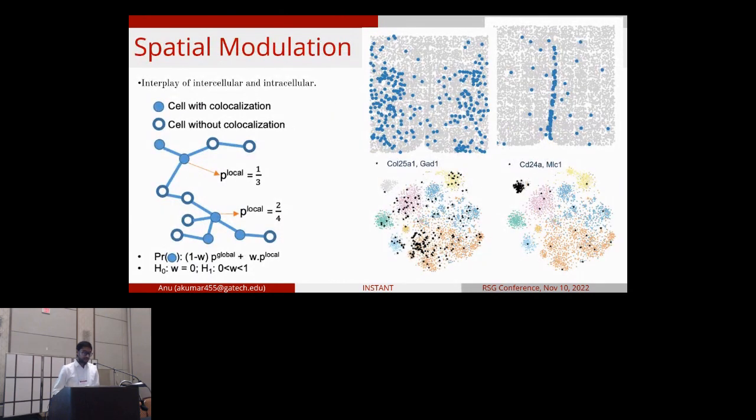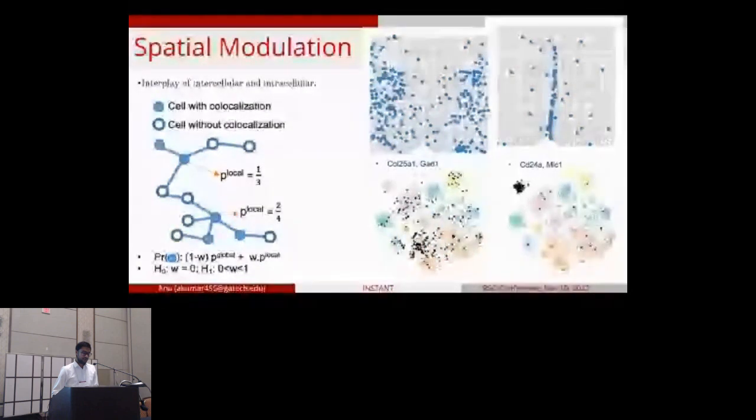Next, we wanted to ask if there is any correlation between intercellular and intracellular spatial information. In particular, co-localization in a cell may be influenced by its neighborhood cells. So we propose a probabilistic graphical model where the probability of co-localization in a cell is dependent on its neighborhood. Through this, our model is able to output all those gene pairs which are decolocalized as well as spatially modulated. We divided these spatially modulated decolocalized pairs into 2 categories.